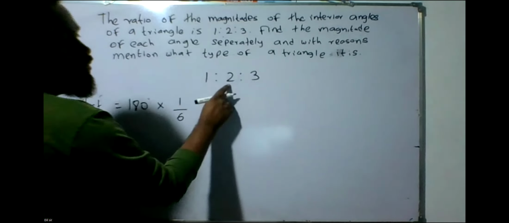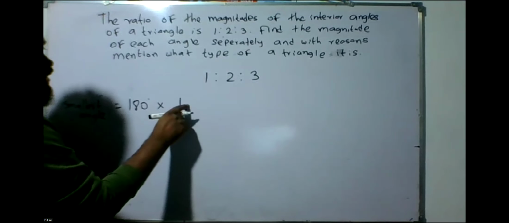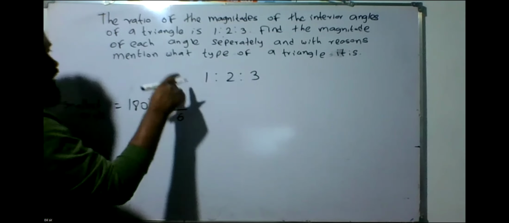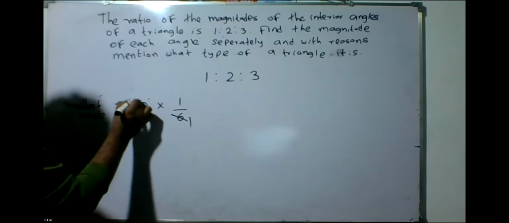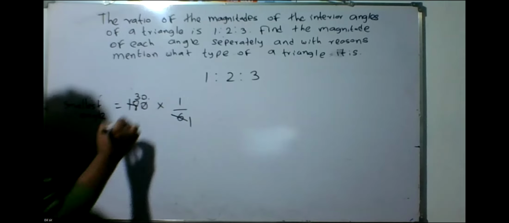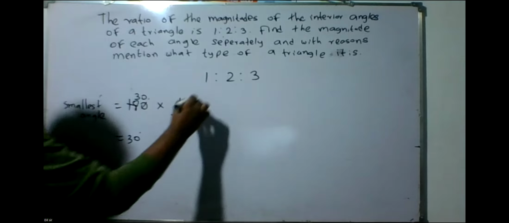1, 2, 3, 3 plus 3, 6. Denominator 6, this angle is 1. If you place 1 there, you can take the smallest one. 180 divided by 6 is 30. 30 times 1, 30. Then the smallest one is 30. Right?